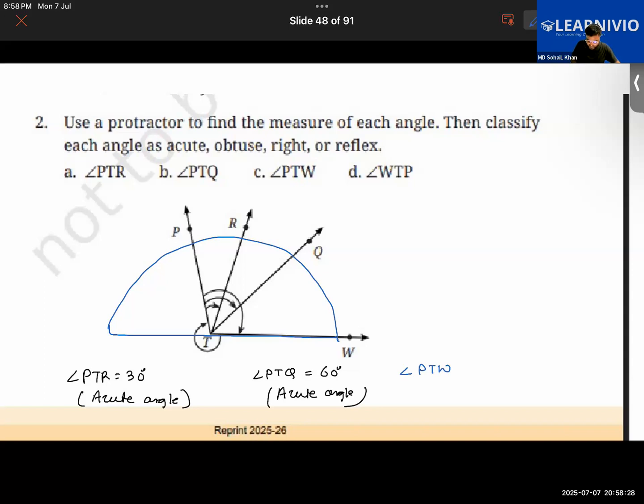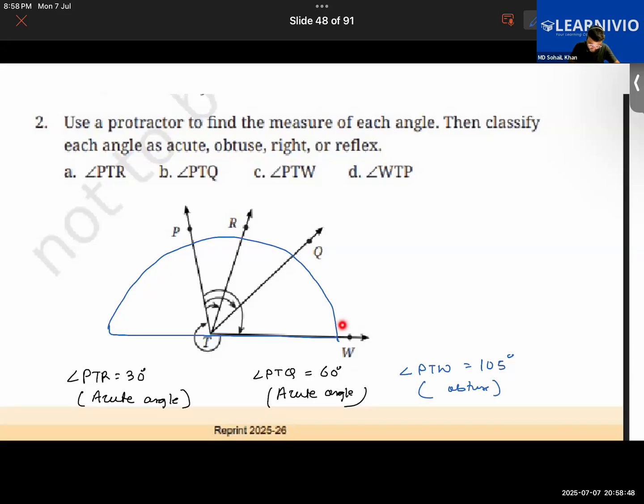Okay. So if it is 105, which is PTW, let me check. So is it acute, obtuse, right, or reflex? Good. Obtuse. That is obtuse. Obviously. Good. All right.